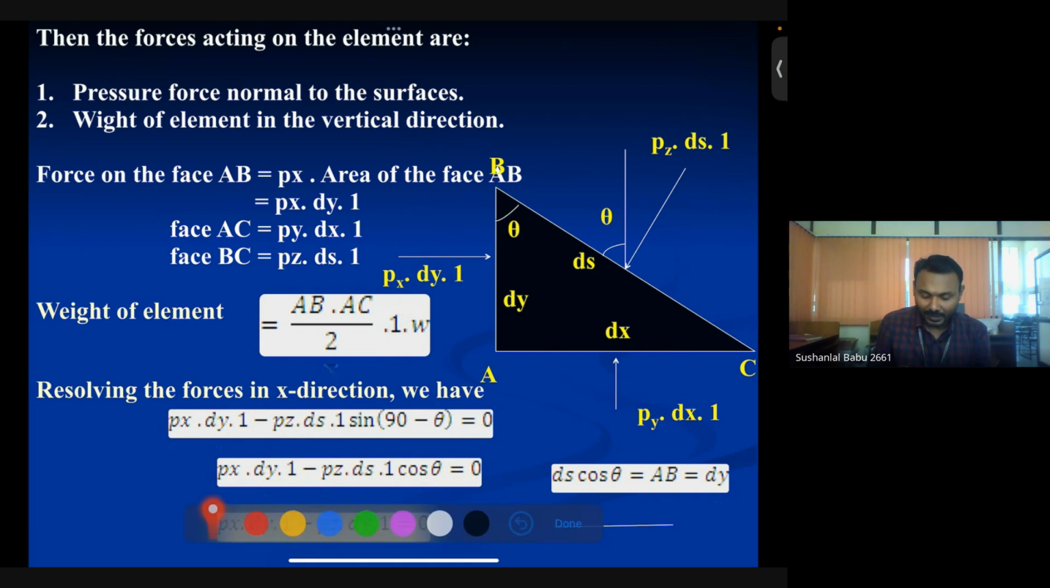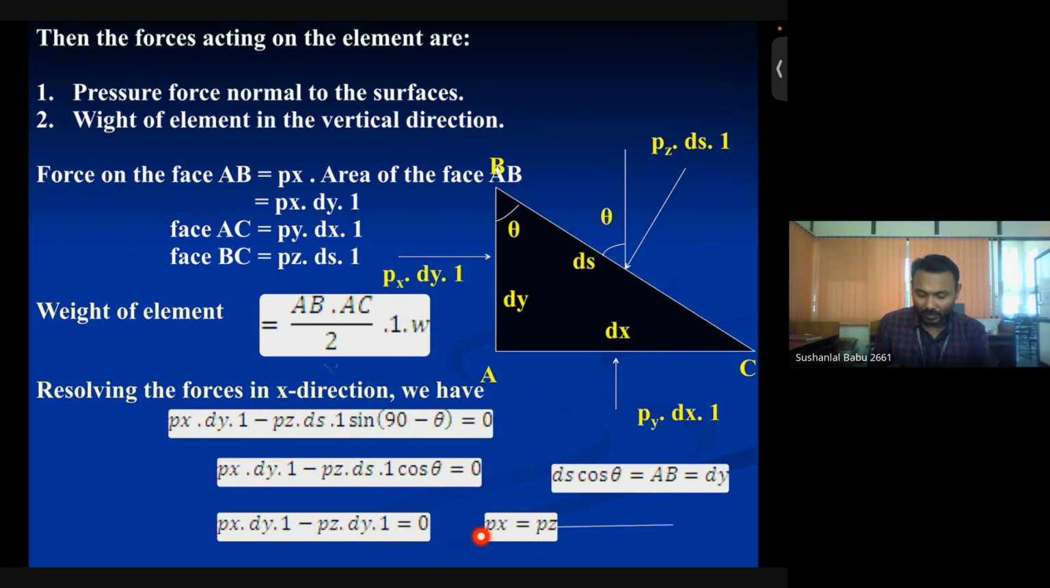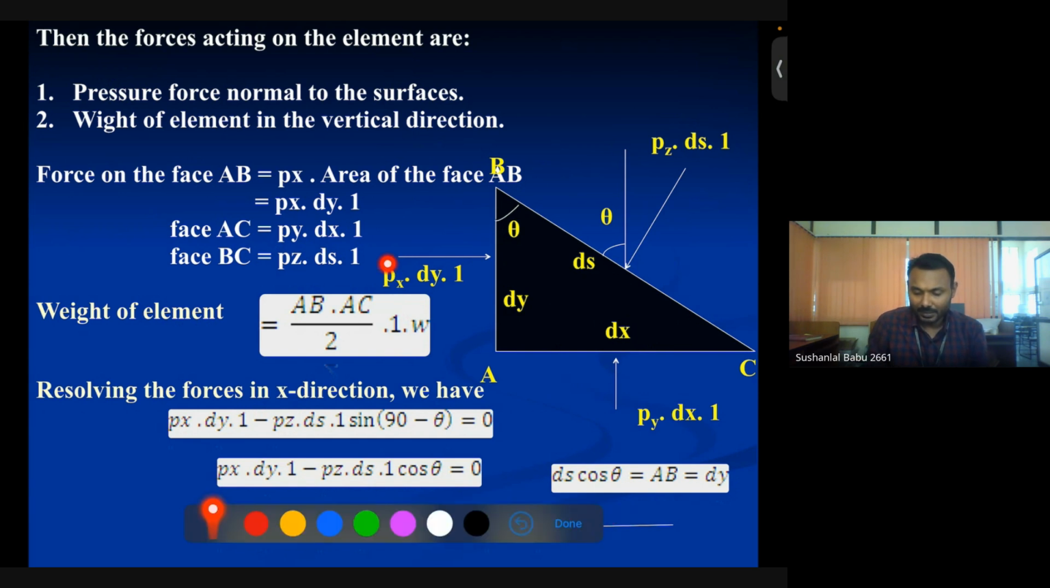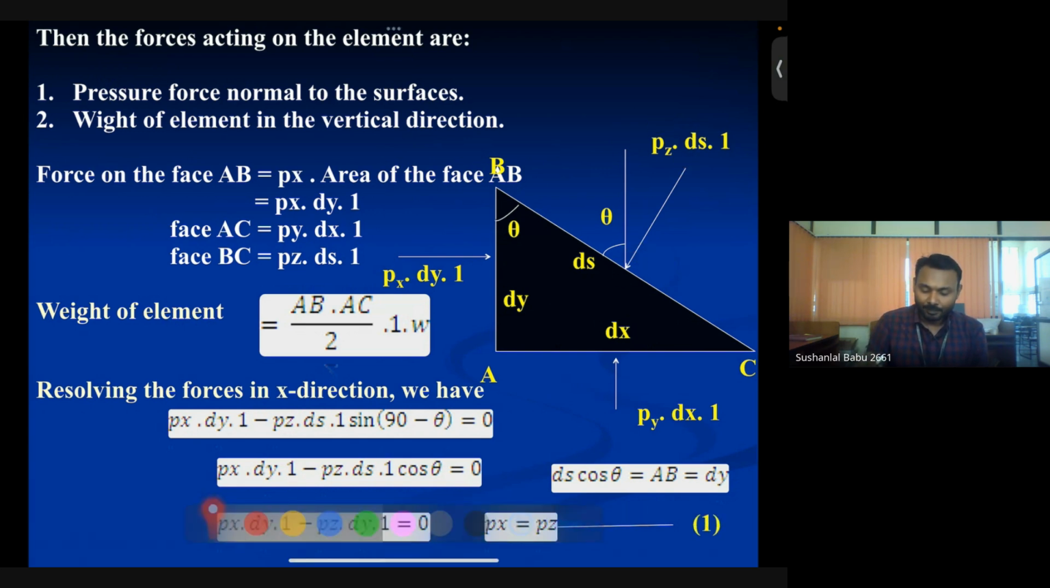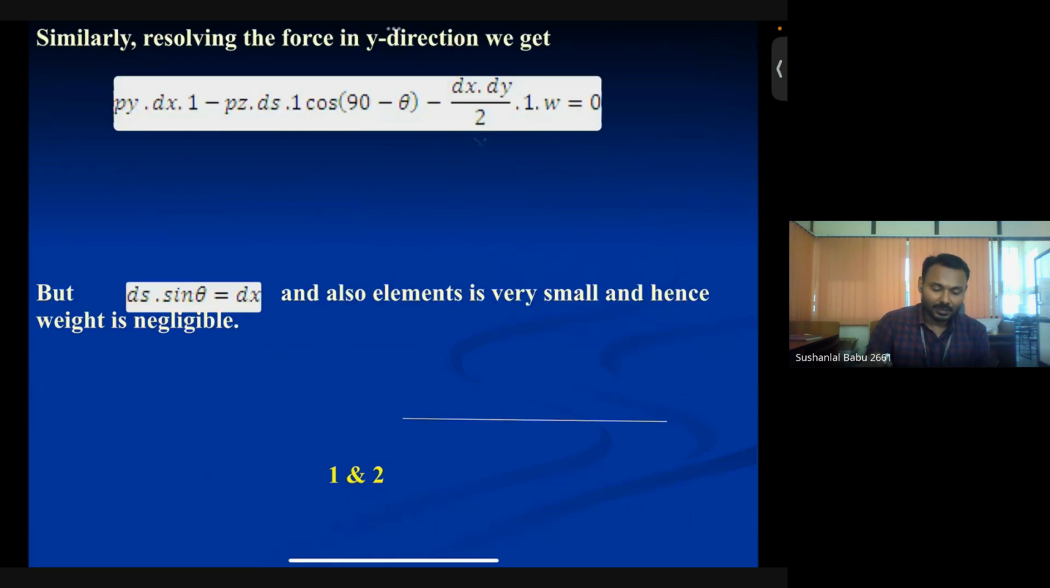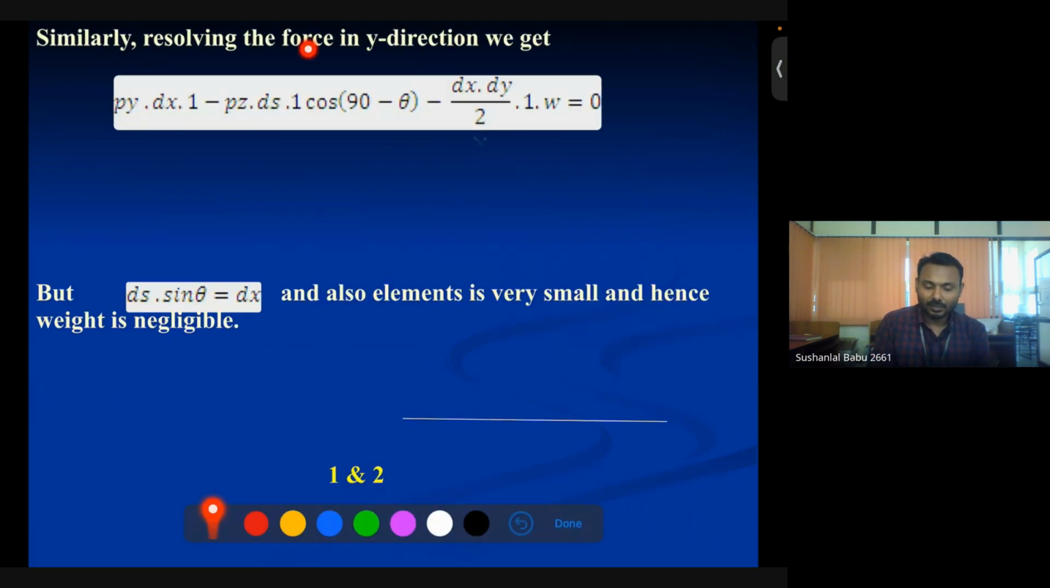Then we will have px into dy minus pz into dy equal to 0. From that, we get px equal to pz. That means the same pressure: even if the area and length are different, the pressure acting at that particular point will be the same. So px equals pz.